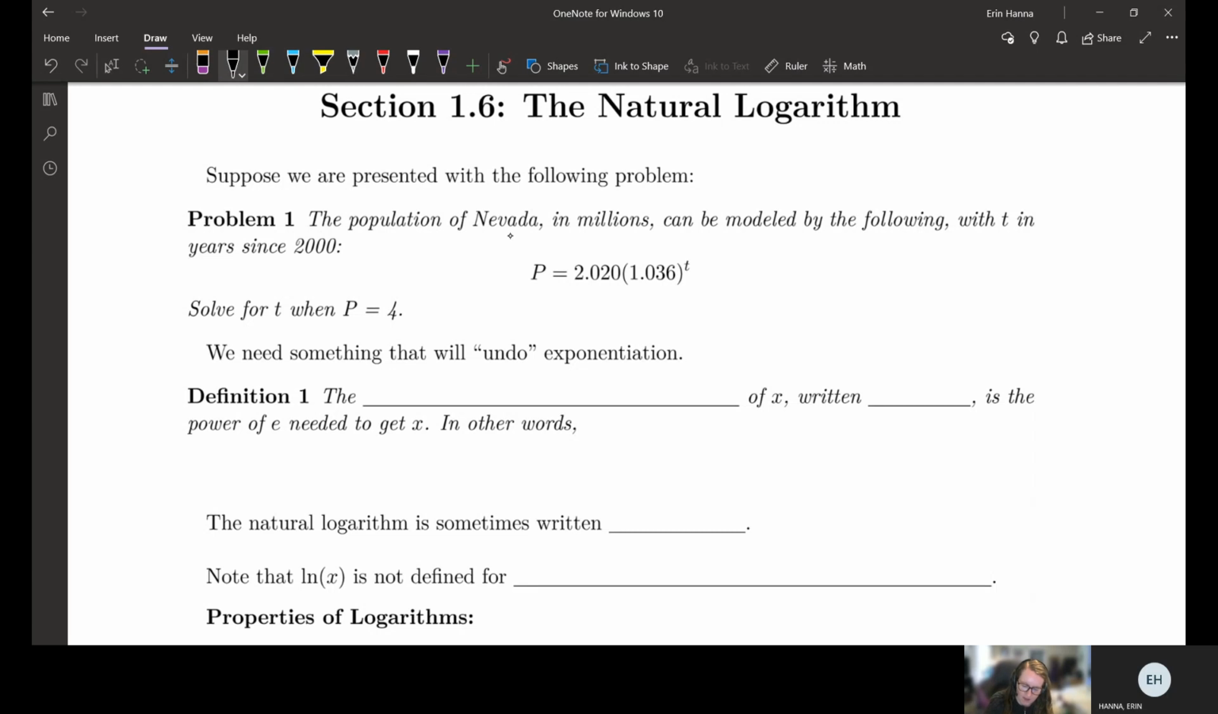Well, if I plug 4 in for p, then what I want to solve for is going to end up being in an exponent. I want to try to solve for this value that's in the exponent, but how can I solve for something that's up in an exponent? So we need to develop something that will essentially help us undo this exponentiation. We need to be able to pull that exponent down. So we have the natural logarithm.